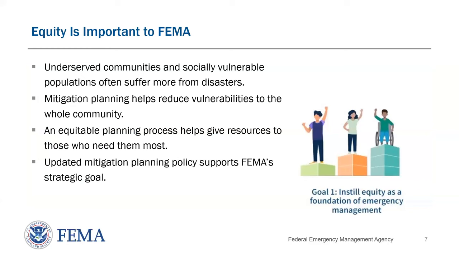We know that underserved communities and socially vulnerable populations often suffer disproportionately from disasters. As a result, disasters worsen existing inequities present in our communities and states. The Hazard Mitigation Plan provides the framework for addressing these inequities and reducing vulnerabilities. Through the planning process, jurisdictions can make sure their mitigation program benefits the whole community. And to do this, the updated mitigation planning policy guides ask to plan for equitable outcomes.